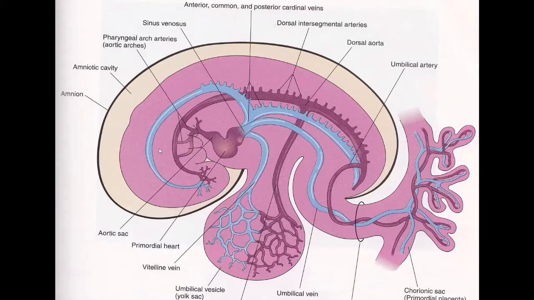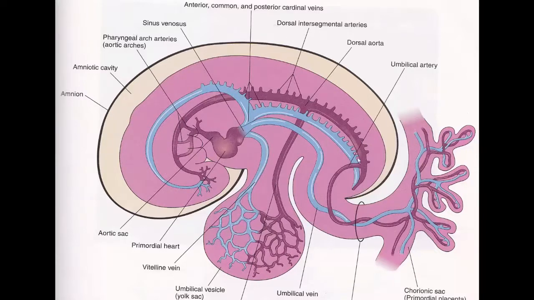And the derivatives of the pharyngeal arches will be supplied by aortic arches. One, two, three. So these aortic arches will come from the aortic sac. This is the aortic sac coming from the arterial end of the heart tube. This is the aortic sac. And these aortic arches will drain into the dorsal aorta. This one, the red one, the whole thing is the dorsal aorta.